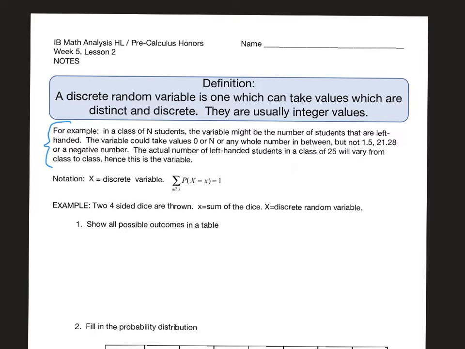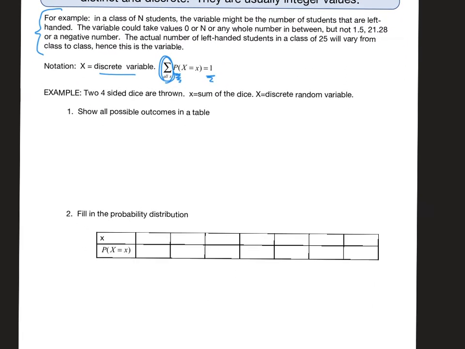All right, so big capital X is going to be the discrete variable, and something for you to recognize is that the sum of all the probabilities has to equal 1. That's what that notation means. Okay, so it's easiest if we just jump in and do a problem.